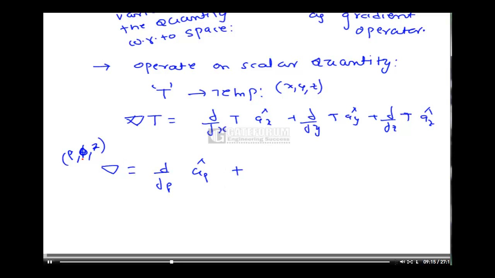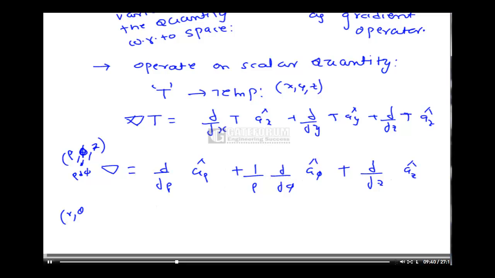What is the arc length of phi? Because of phi, it will generate a differential length of rho d phi. So here, 1 by rho dou by dou phi a phi plus dou by dou z az. So if you can remember logically like this.